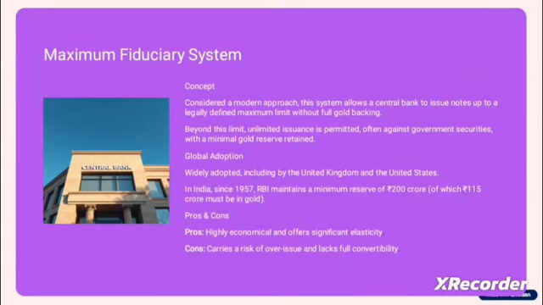It is widely adopted globally, including by the United Kingdom and the United States. In India, since 1957, the Reserve Bank maintains a minimum reserve of 200 crore rupees, of which 115 crore must be in gold. Its pros include being highly economical and offering significant elasticity. Its cons include the risk of overissue and the lack of full convertibility.